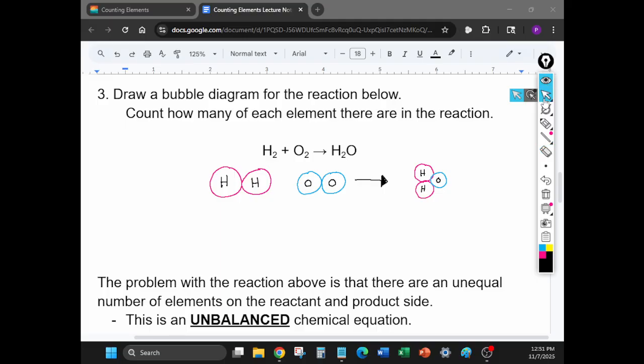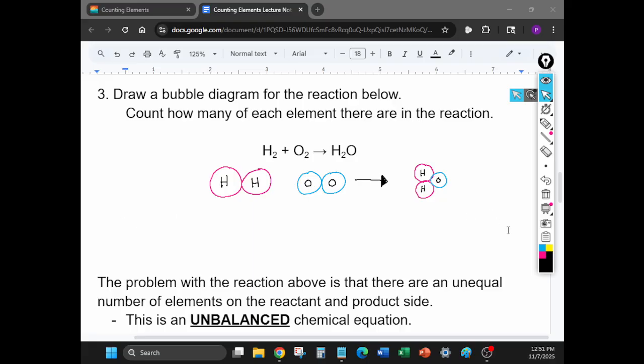All right, so if we take a look at this bubble diagram, what this shows us is that the H2 and O2 combine and they rearrange to make this molecule right here. So that's what the elements are doing. They are rearranging to make new molecules.